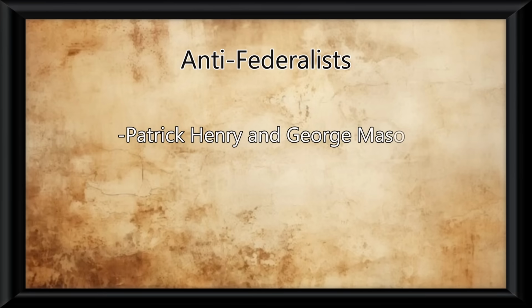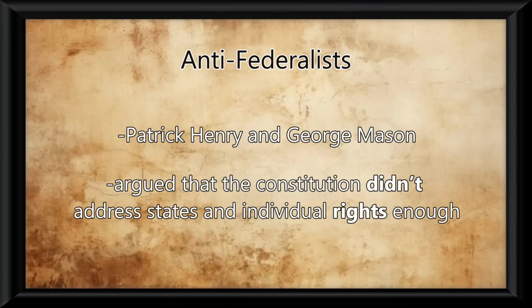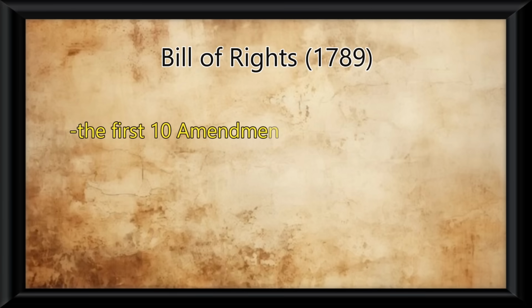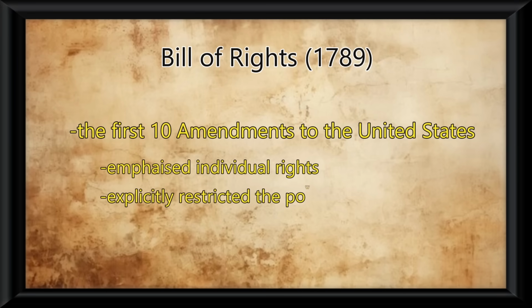Then a new group would pop up opposing this imposition of the new Constitution, known as the Anti-Federalists. People in this group like Patrick Henry and George Mason argued that the Constitution didn't address states' and individual rights enough. Because of this, to ensure the Constitution would be ratified, Federalists promised the addition of the Bill of Rights, which were the first 10 amendments to the United States Constitution. They emphasized individual rights and explicitly restricted the powers of the federal government to appease the Anti-Federalist groups.